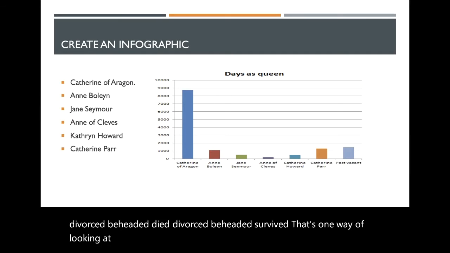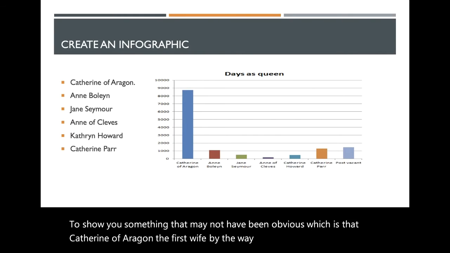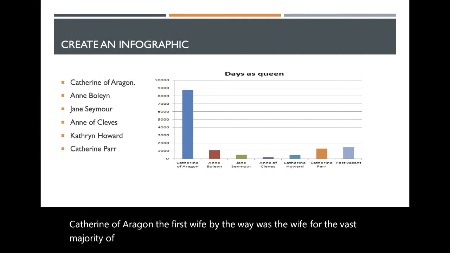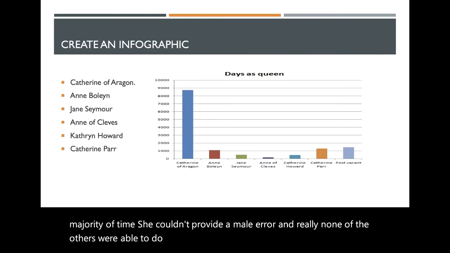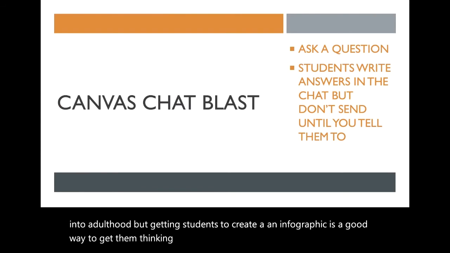But here's one where an infographic can show you something that may not have been obvious, which is that Mary's wife, by the way, was the wife for the vast majority of time. She couldn't provide a male heir, and really none of the others were able to do that either so well, or one who could live into adulthood. But getting students to create an infographic is a good way to get them thinking about material, and it also really helps them to absorb it.